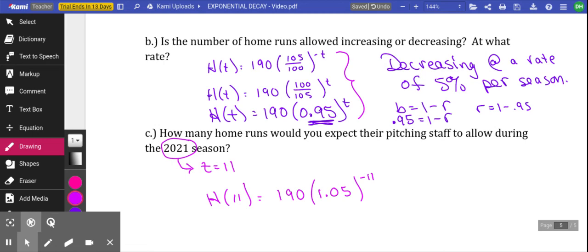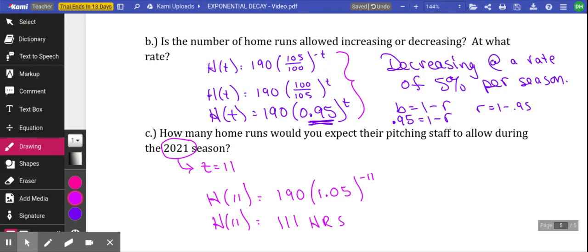So we're typing in 190 parenthesis 1.05 raised to the negative 11th power. And wow, pitching staff, whoever their pitching coach is, he should get a bonus because they're doing a great job. That's only about 111 home runs allowed for the entire season. So that's less than 1 home run per game because they play about 162 games. So someone's doing their job there.